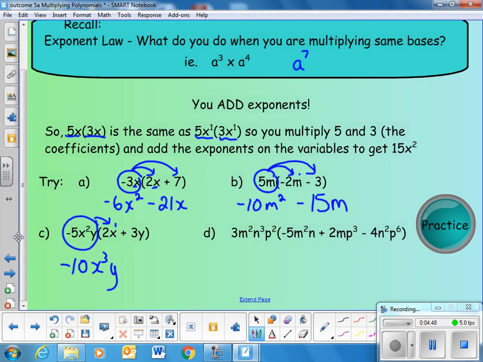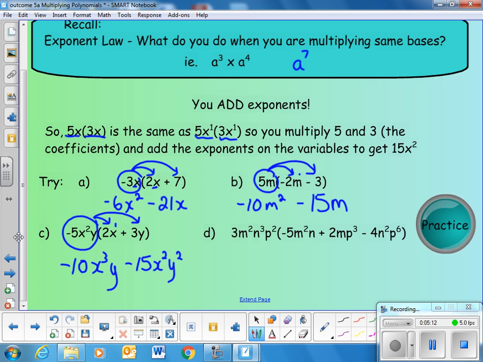Then we need to do negative 5x squared y times the second term in the binomial. So multiply the numbers out front. Negative 5 times positive 3 is negative 15. We have a base x, we only have 2. For our base y, we have 1 plus 1 will give us y squared.